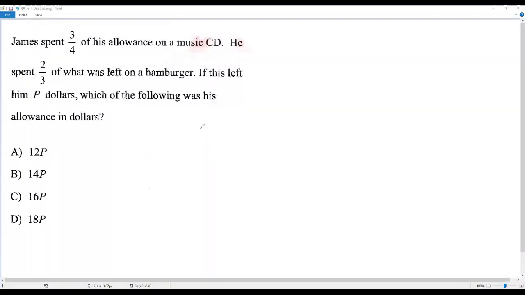Here we have a SAT math question. Okay, let's go with the information. James spent 3/4 of his allowance on a music CD. He spent 2/3 of what was left on a hamburger. If this left him $P, which of the following was his allowance in dollars?